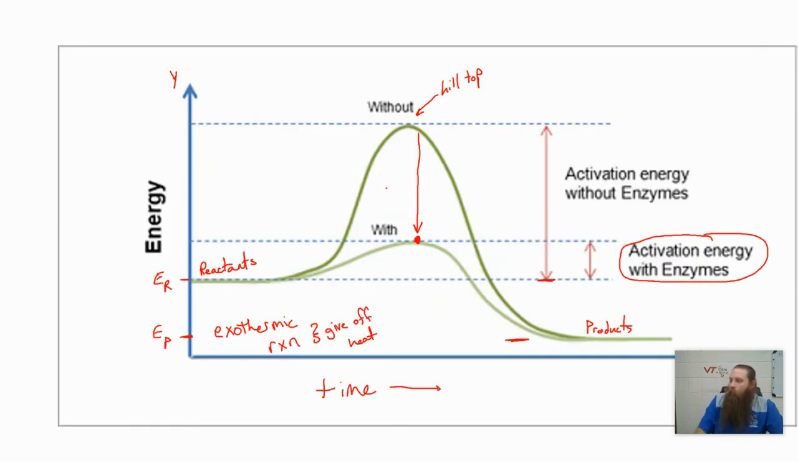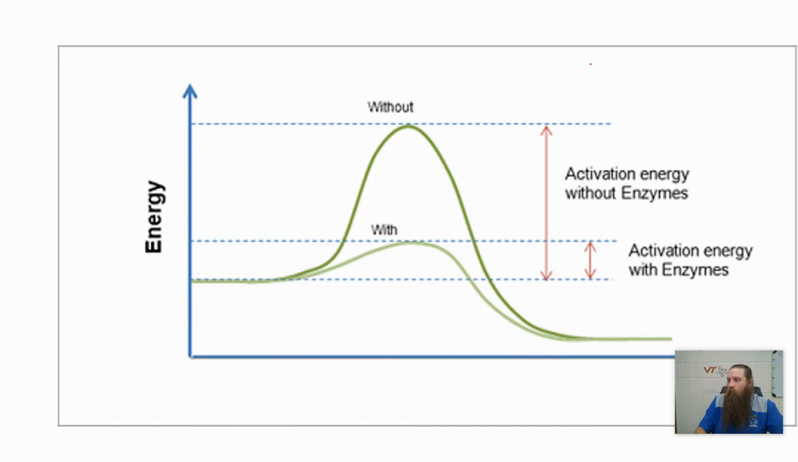Now, one more thing. Let me clear this out. If you were to look at a reaction graph that looked like this, this is still the energy of my reactant, but now the energy of my product is much higher. This would be an endothermic reaction, and this would feel cool. I'd still have time on my x-axis and energy on my y-axis. So those are the two different kinds of graphs that we might see.